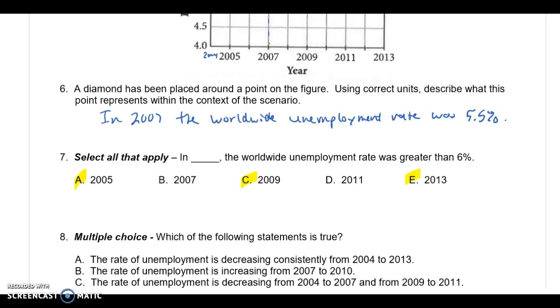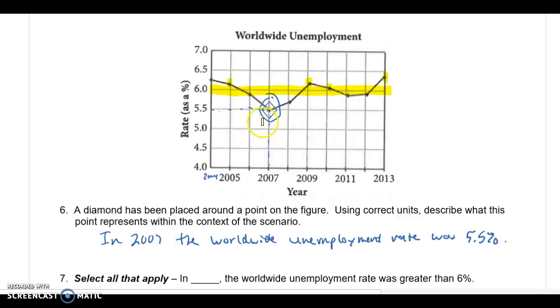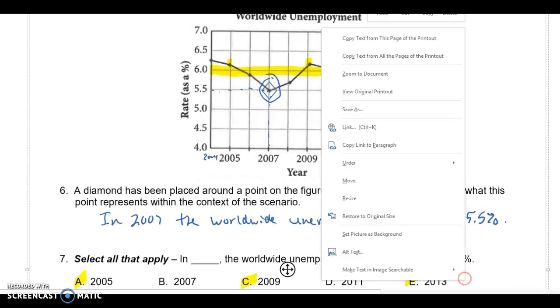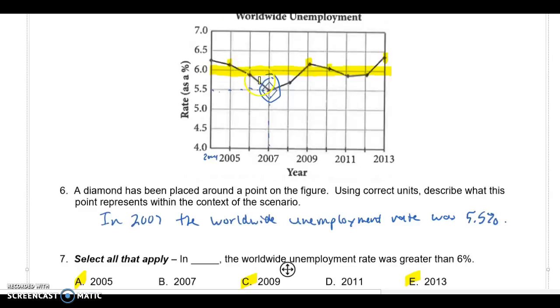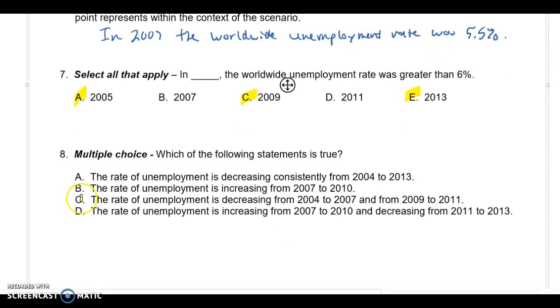B says the rate of unemployment is increasing from 2007 to 2010. Not quite. There's that little drop from 2009 to 2010. So I don't know that that's a good choice either. C, the rate of unemployment is decreasing from 2004 to 2007 and also from 2009 to 2011. So 2004 to 2007, there's a definite decrease. And 2009 to 2011, yes, there's a decrease there. So both of those seem to be true.